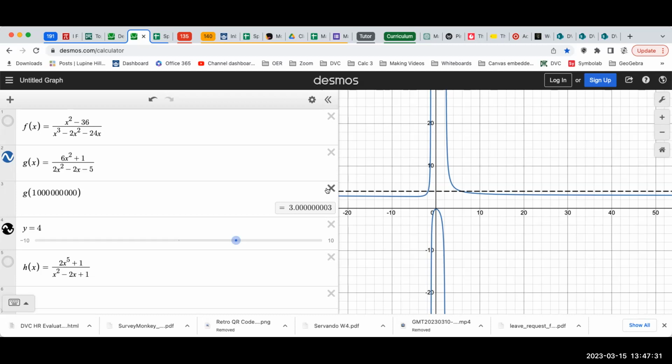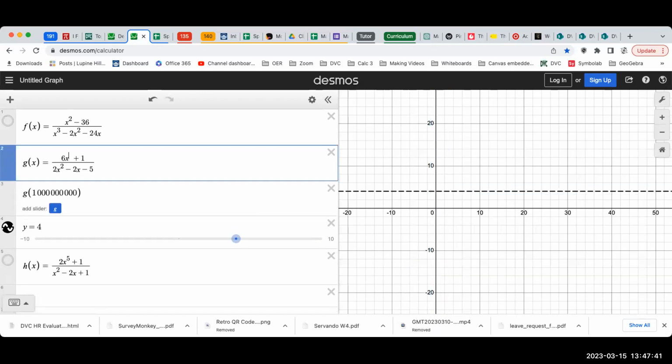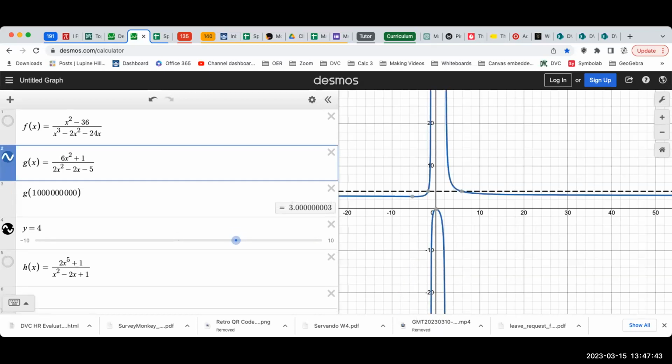Yeah, I did x cubed. Sorry guys. Cross out the graph. I messed up because I wrote an x cubed there. It should be 2x squared minus 2x minus 5, right? I apologize for that.